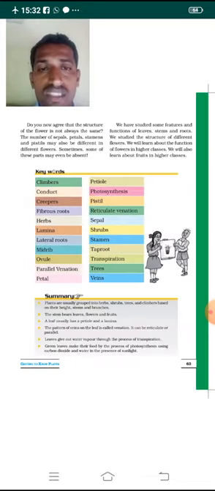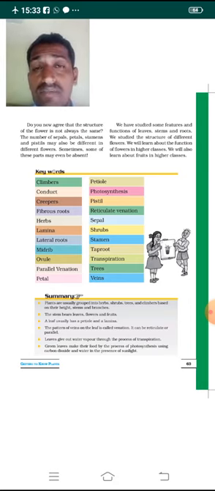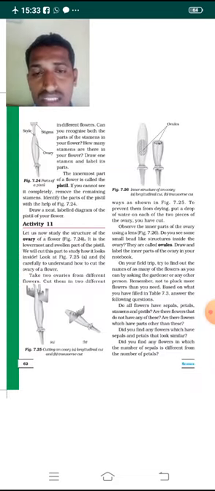Dear students, in today's class we have studied the different types of flowers, and the male and female parts of the flower, and how it grows.